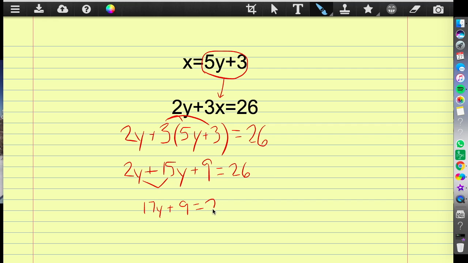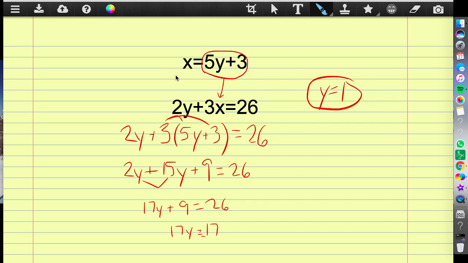And then from there, we're just going to solve. So we're going to subtract 9 on both sides. When we do that, we end up with 17y is going to be equal to 17. And then once I get here, I know that 17 times 1 is equal to 17. So that means that y is going to equal 1. From there, I'm really most of the way finished. The only problem is that I don't have an actual value for x yet.